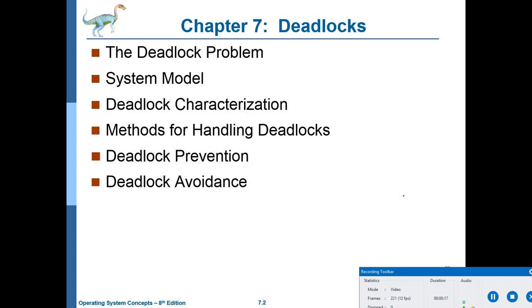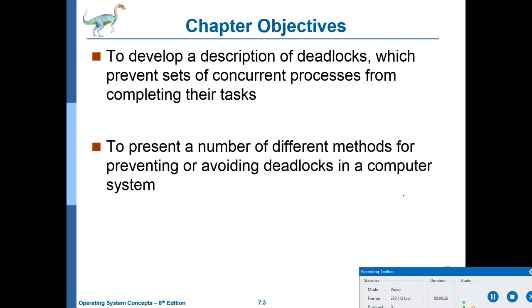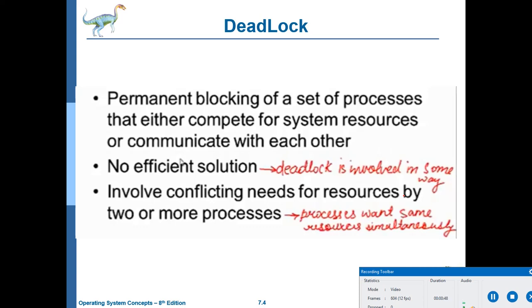So what is a deadlock problem, system model, deadlock characterization, methods for handling deadlocks, deadlock prevention and avoidance. These are the topics that we are going to cover in this chapter. The objectives of this chapter are: we want to develop a description of deadlocks, which prevent a set of processes executing at the same time from completing their tasks, and to present a number of different methods which should be able to prevent or avoid deadlocks in a computer system.